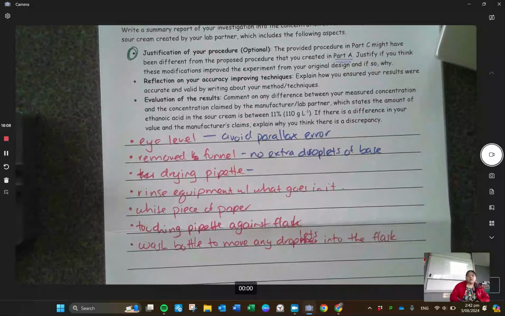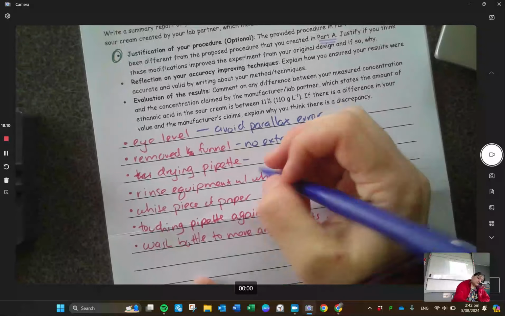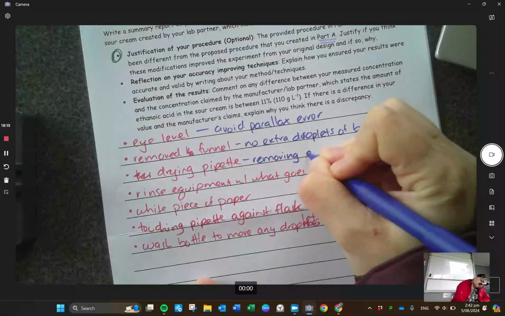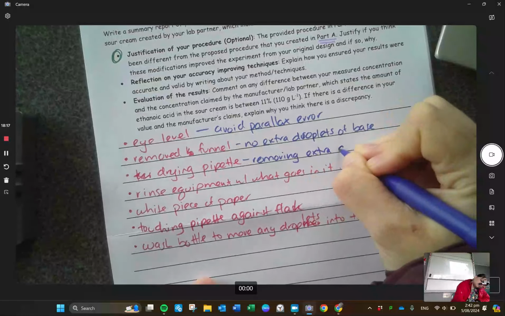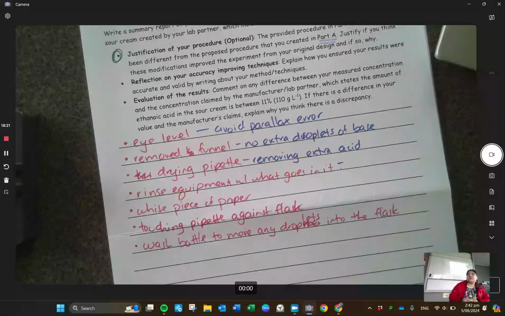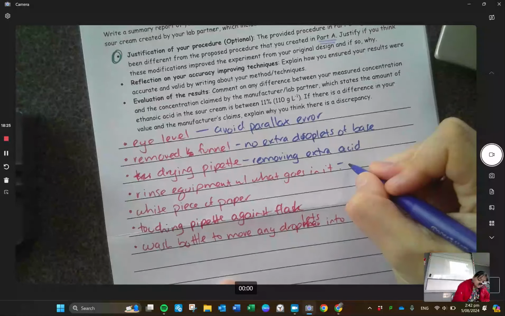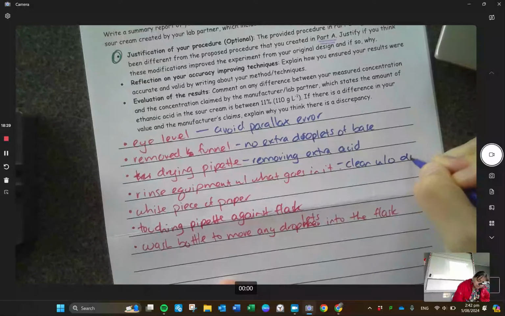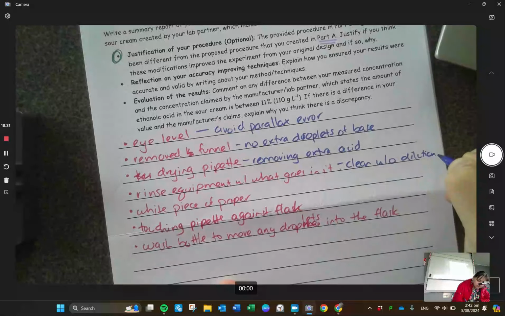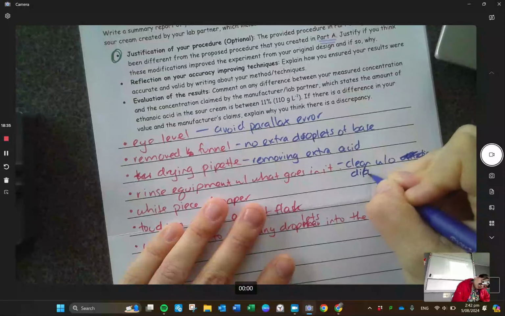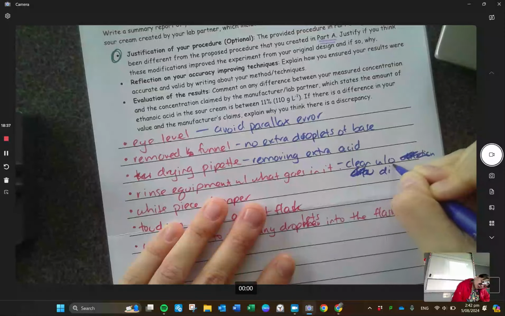Drying your pipette, you're removing any extra acid. Rinsing your equipment with what goes in it, you want to clean it, but you also want to prevent dilution of your samples.